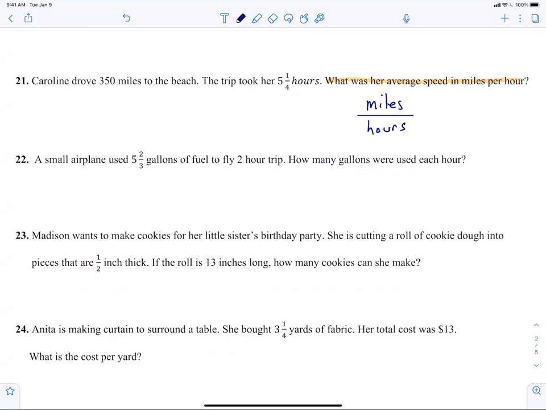So how many miles did we drive? I'm not asking for the answer. I'm asking you how many miles did I drive? 350. So we take 350 and then we divide it by the hours. How many hours was it? 5 1/4. So from there, tell me the answer. 66 and what? Did anybody else get 66 2/3? So we would say 66 2/3 what though? Yes, miles per hour. That's what that means.